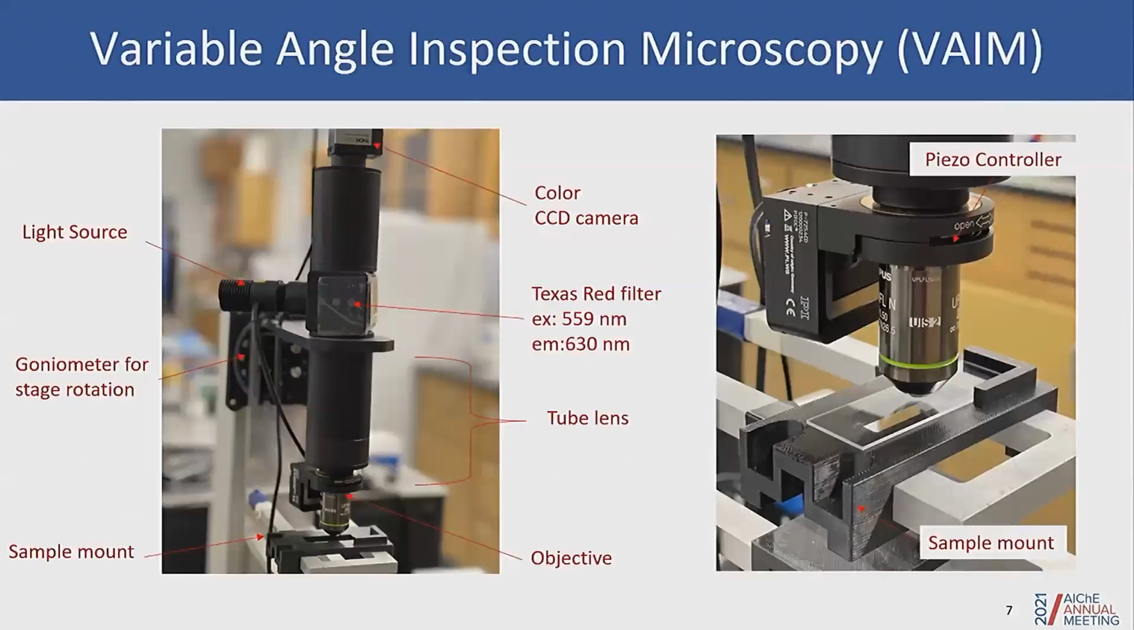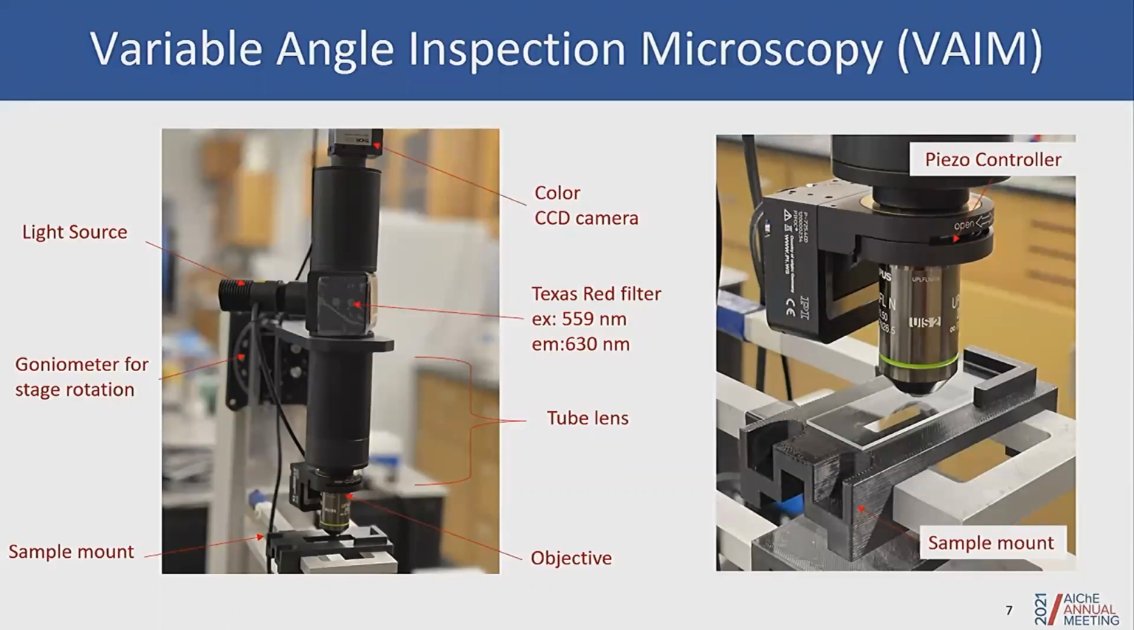And this technique is called variable angle inspection microscopy, or I'll call it VAIM for short. It works very similar to a regular microscope in which you have light coming in through the light source. This light gets filtered by a filter cube, and then we have a wavelength of about 560 nanometers that gets down to the sample. Our sample itself contains fluorescent silica particles, which get excited by the light, and then they emit back light with a particular wavelength that finally makes it to a CCD camera for video capture.